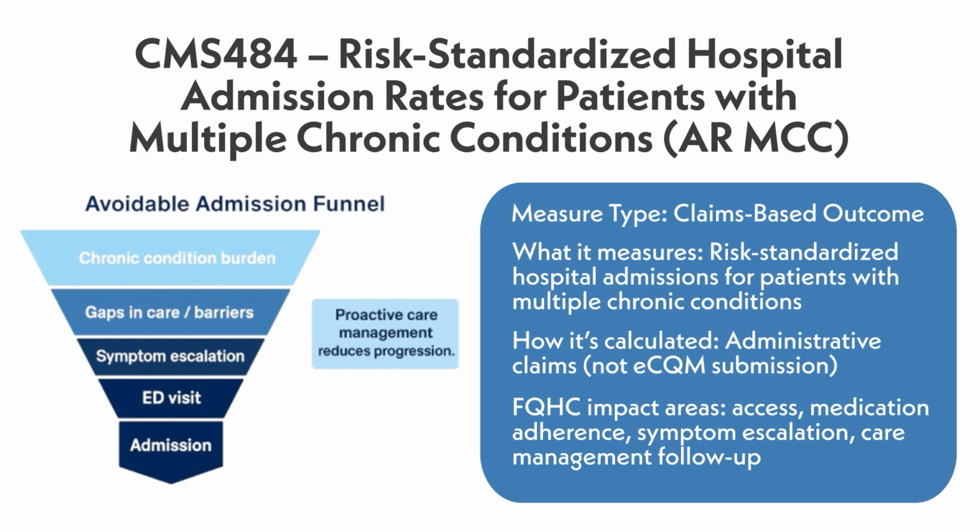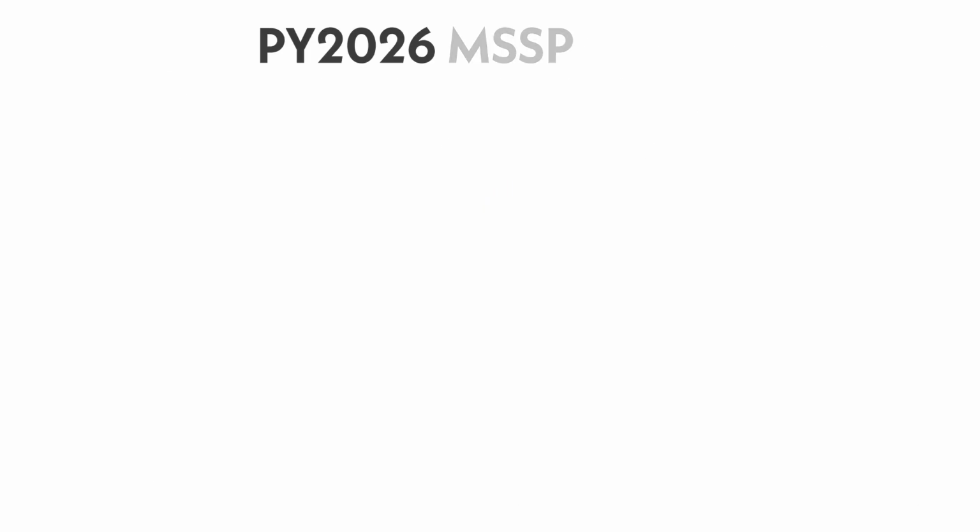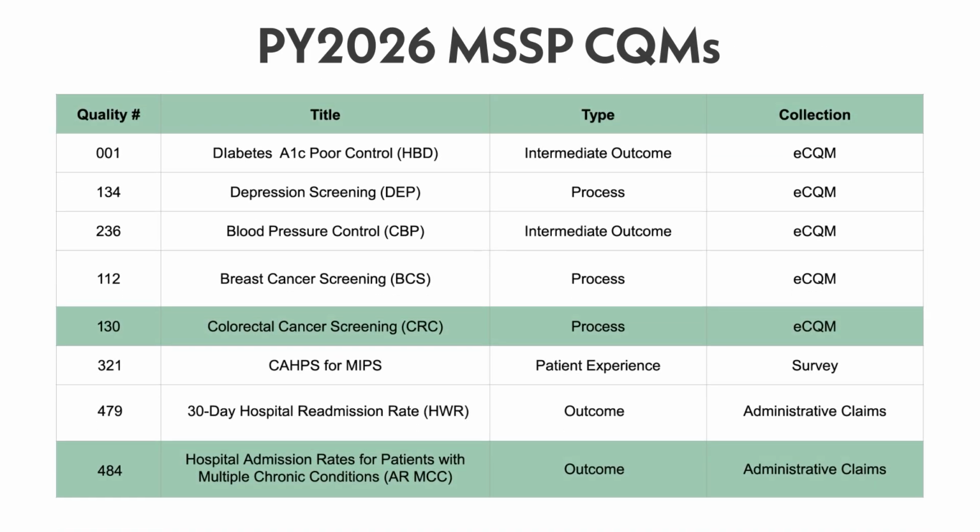For FQHC teams, the best way to influence this measure is not through documentation. It's through proactive chronic care workflows, timely access, medication management, patient education, and early outreach when symptoms begin to worsen. Before we wrap up, let's zoom out and look at the full list of PY 2026 MSSP CQMs included in APP+. This table summarizes each measure by quality ID, title, measure type, and how it is collected.